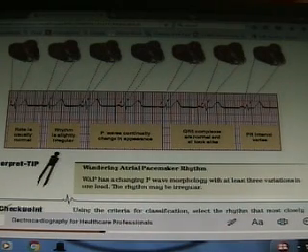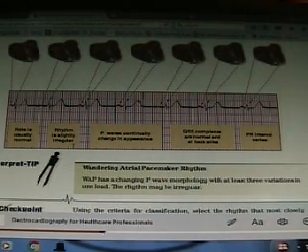So, just like before, it looks normal. But now, what do we see? The rhythm is slightly irregular. What's so slightly irregular about it? Everything is normal except for what? Two things. Rhythm is irregular, and the P wave gets messed up. Let's look at all the P waves.